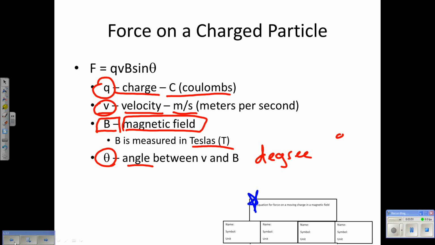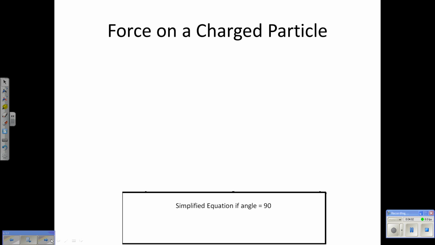Okay, so we did Q, V, B. We've done sine theta. But that's a fairly complicated equation. I mean, it's got 5 variables. That's a lot. So let's simplify it down a little bit for our level. Those of you going into AP will have to keep that full equation next year, but the rest of us, we can really simplify it down.